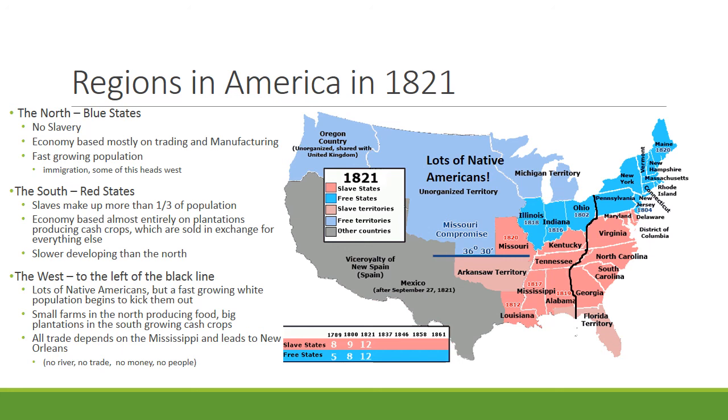If you don't have access to the Mississippi River, then you don't get to trade, and if you don't have any trade, then you don't have any money, and if you don't have any money, then you can't live. So everybody depends, more or less, on the Mississippi River. It's super important.